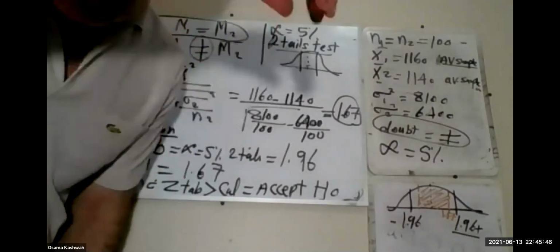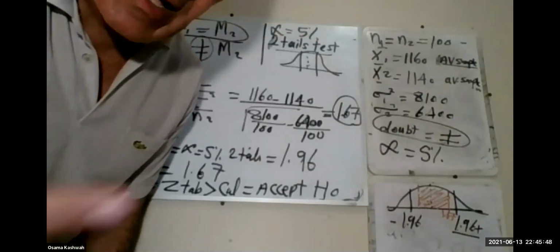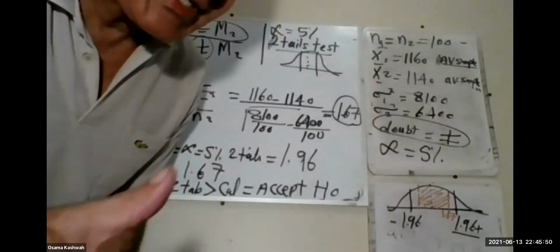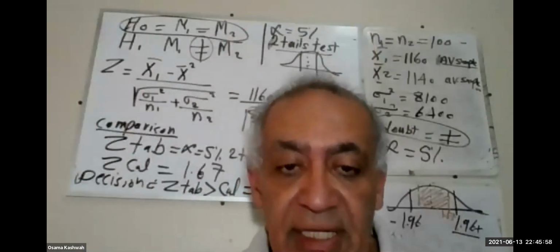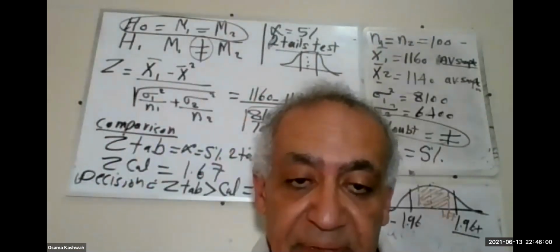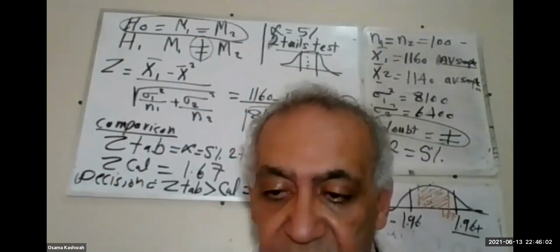It means that bulb number one will live the same life, for example 100 years or 200 years, as bulb number two. So this was how to test the means and averages of two different samples at the same time.